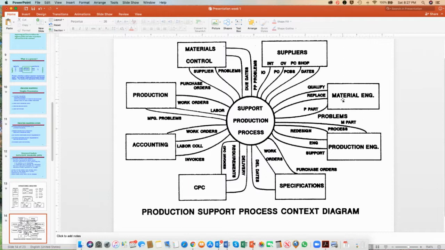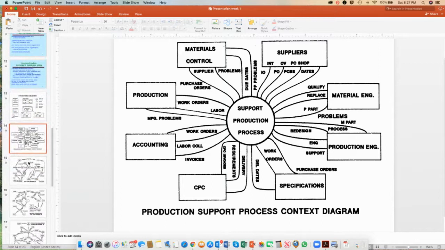Suppliers, material engineering, which qualifies the part, production engineering, which puts the parts in production, specifications, which specify the product and the components, material control that handles. So this is the engineering side and the supply side, and this is the production side. Corporate parts center that stores the parts, accounting that keeps track of everything, production people, and then materials control. So essentially, you got the engineers on one side, and you got the manufacturing people on the other side. So this is the context diagram, and I'm going to give you that in the homework.